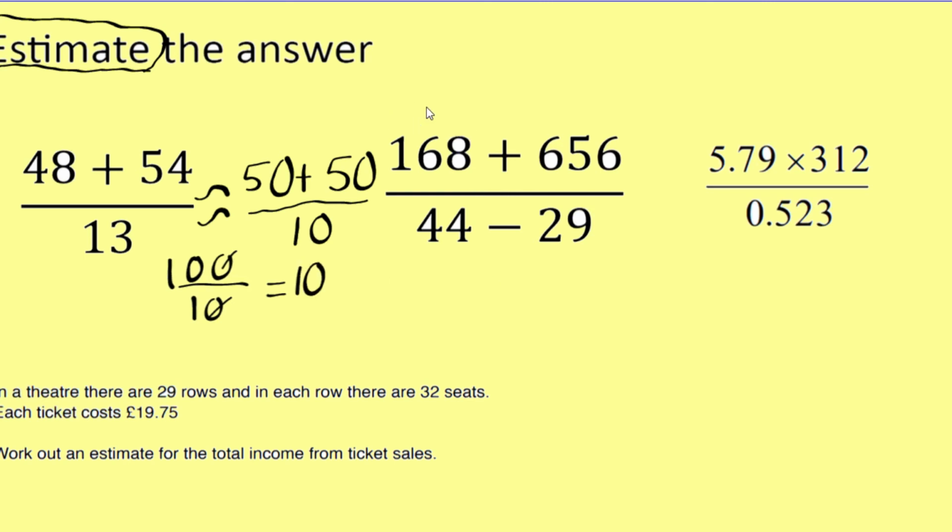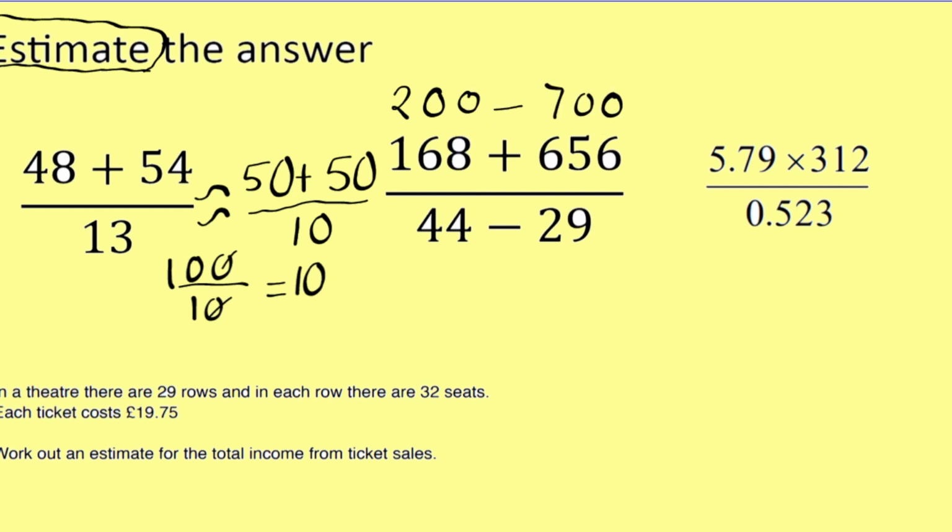Okay, 168. So some people might say, I'll round up to 170. The trick to me, or my rule is, I need to be able to do it in my head. If I can't do it in my head, then I'm going to round it even more. So what I might round this to is 200. Just make it easy for myself. And I'm going to round this one, 656, to 700.